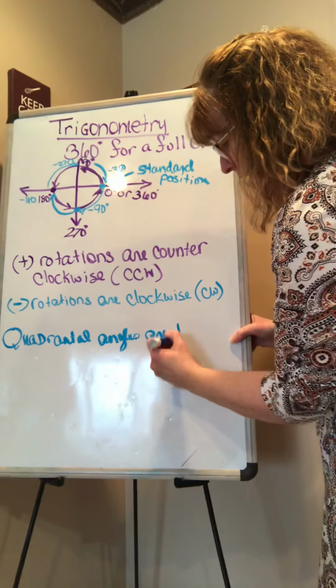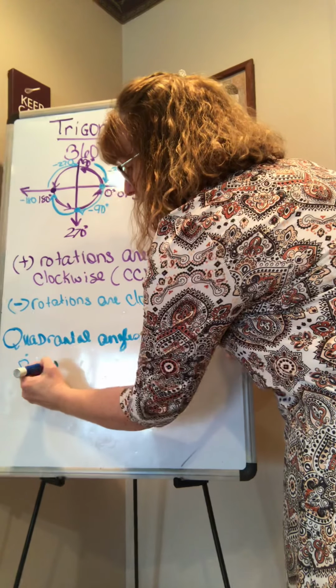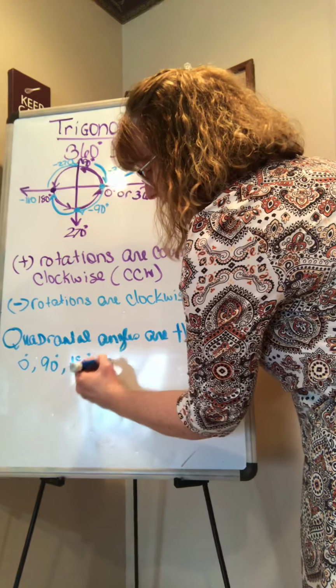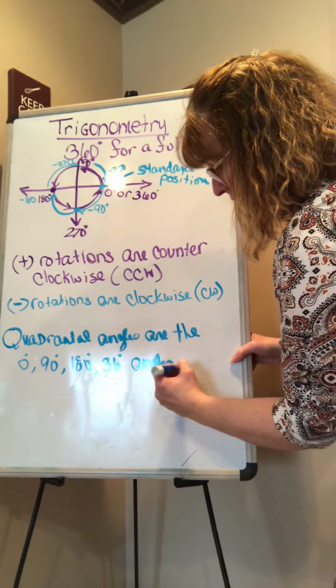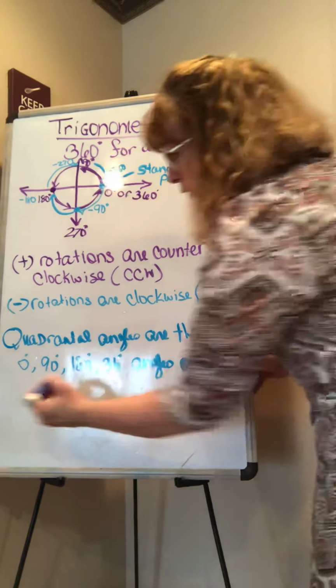Quadrantal angles are the 0 degrees, 90 degrees, 180 degrees, and 360 degree angles on the quadrant.